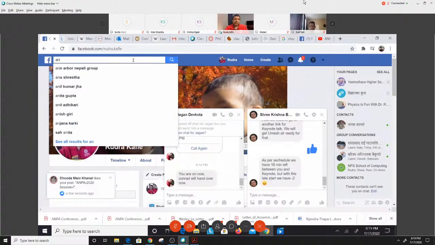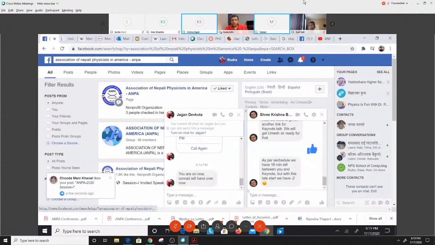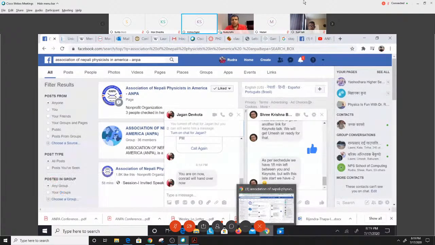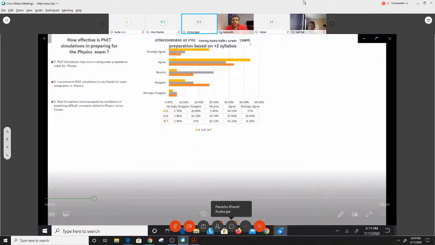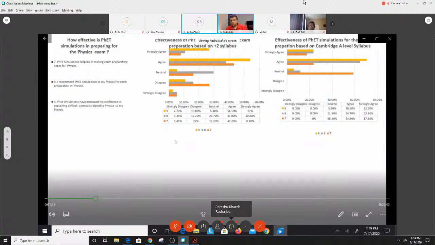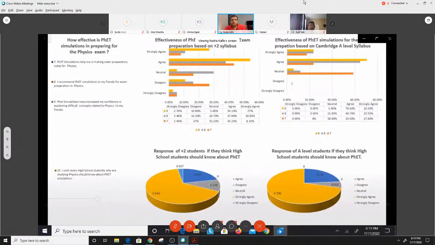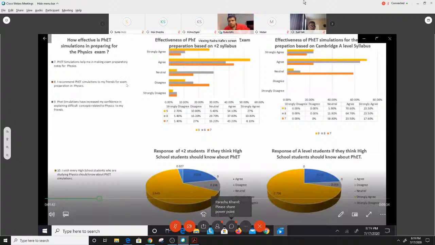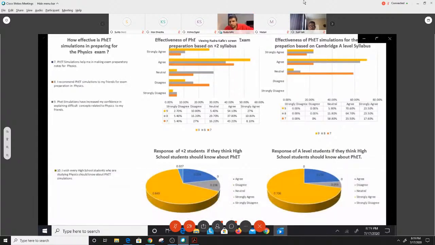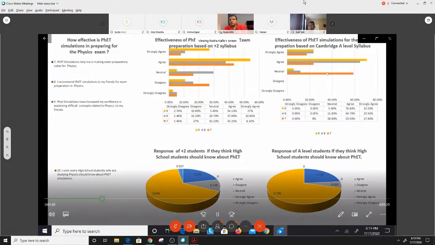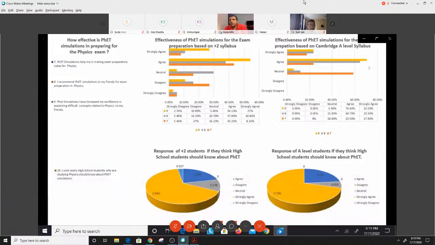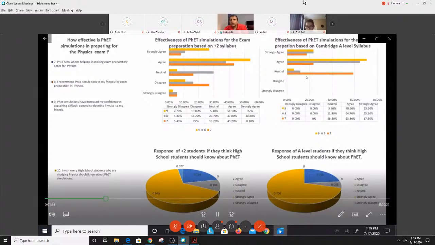The second category was how often students use it. The third category was preparing for the physics exam. And in the context where only a few high school students and teachers know about PhET simulations, I just posted a question so that I can find out how likely these students are to recommend PhET simulations to be well known for the high school students studying physics in Nepal.